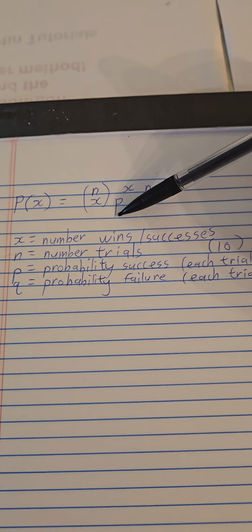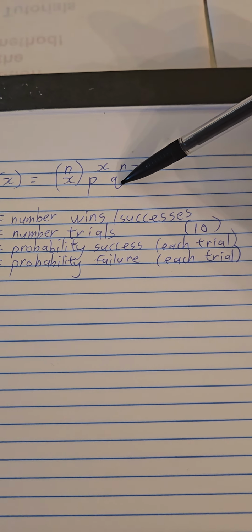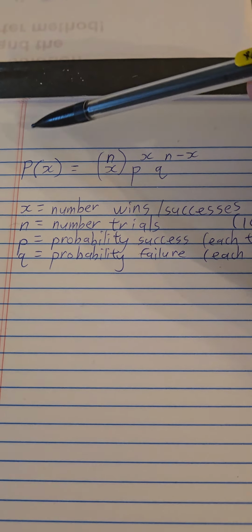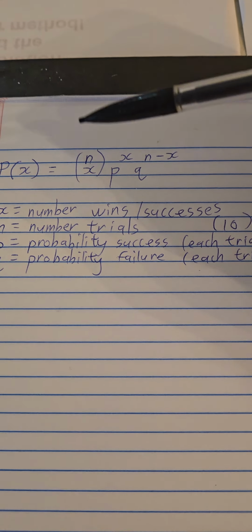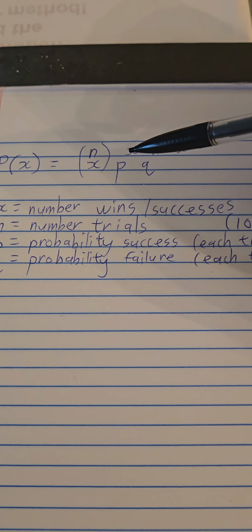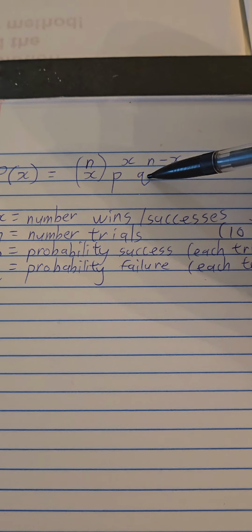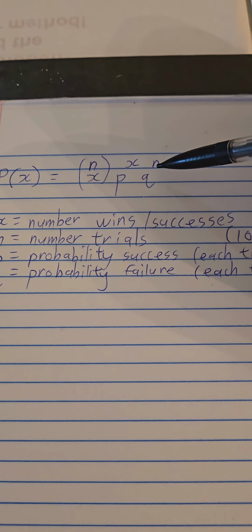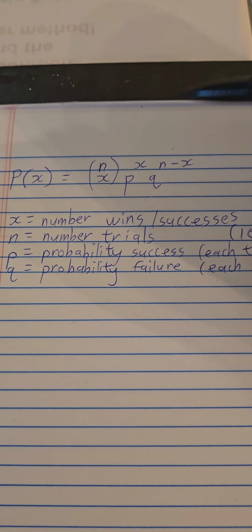N is the number of trials. P is the probability of a success. In this question, it's 1 over 6. And in this question, Q, which is the probability of a failure, is 5 over 6. So that's the formula where we plug in. So we would plug in a 10 for N, 1 over 6 for P, 5 over 6 for Q. X is the number of successes we want to calculate, the probability of that number of successes.